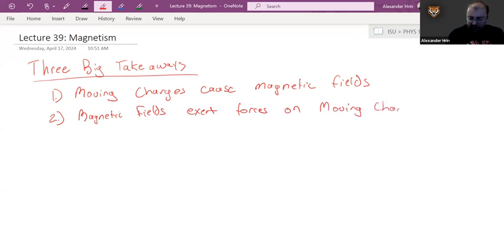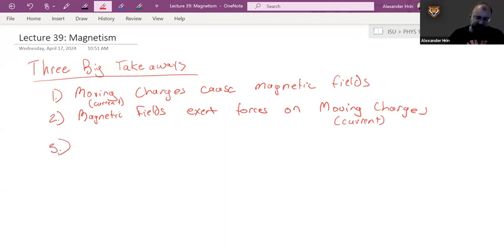So the idea is that not only do moving charges cause magnetic fields, and I'll indicate just one thing that may or may not be clear: current is included in this idea of moving charges. So that's worth keeping in mind. Not only does a current generate a magnetic field, but a current-carrying wire would also feel a force from a magnetic field. Okay, so we'll get into that too.